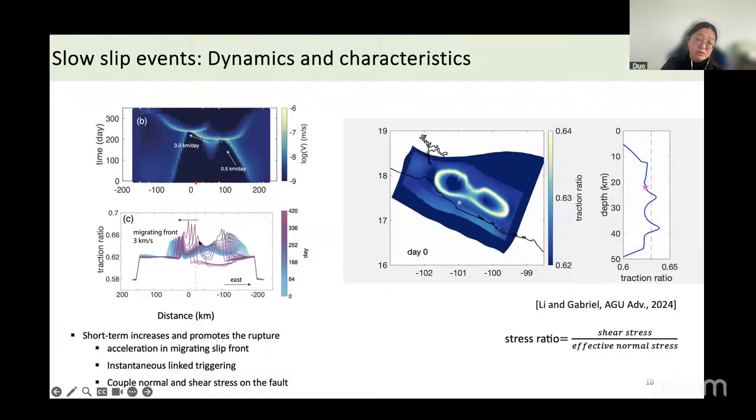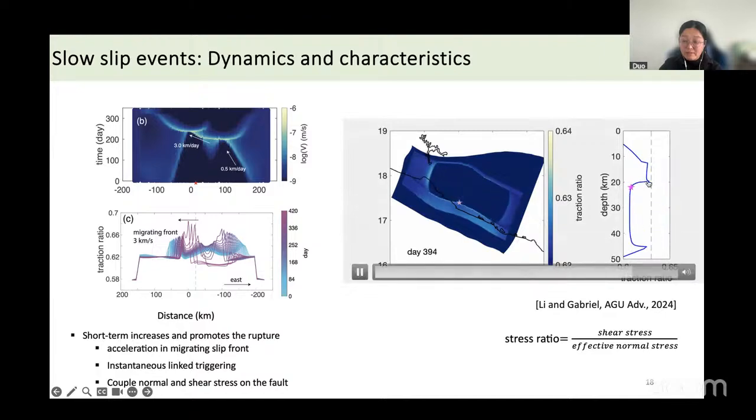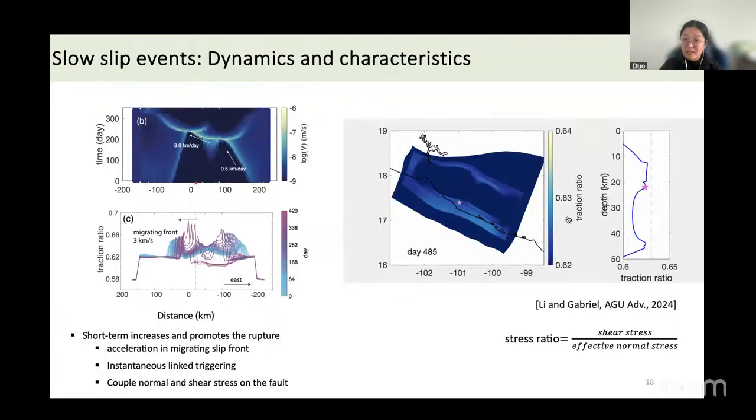We see this ratio have an increase when the rupture front of slow slip gets closer to the hypocenter. So here is an increase in the stress ratio. The movie on the right shows the map view of this variation on the fault, and the profile on the right. The hypocenter is denoted by the star.